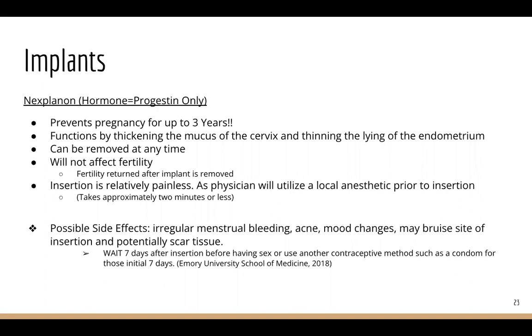Insertion is relatively painless, as the physician will utilize a local anesthetic prior to insertion. It takes approximately 2 minutes or less. Some of the possible side effects include irregular menstrual bleeding, acne, mood changes, bruising at the site of insertion, and potentially scar tissue. Wait 7 days after insertion before having sex, or use another contraceptive method, such as a condom, for those initial 7 days.